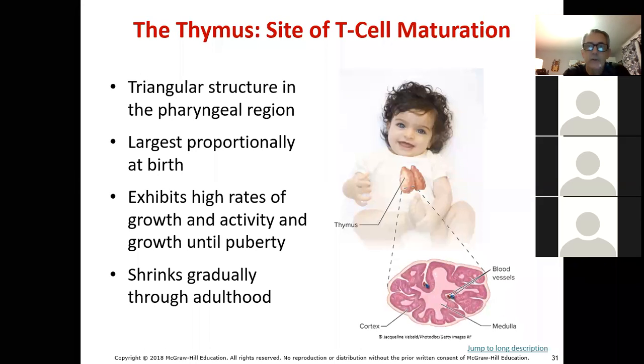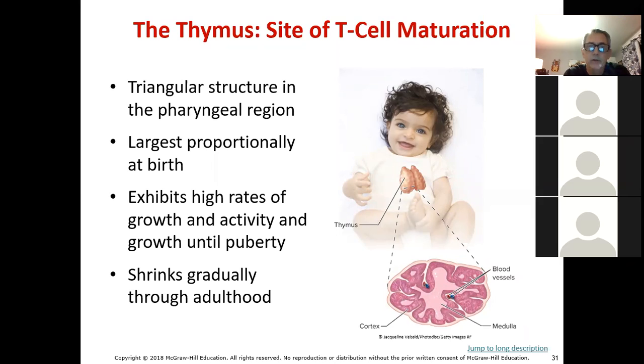As mentioned before, your thymus is the site of T cell maturation. It's a small triangular structure, actually up here. It is largest proportionally at birth and exhibits high rates of growth and activity until about puberty. It gradually shrinks throughout adulthood. Though the T cells it makes stay around with us, the thymus itself shrinks and becomes more fatty as we get older.